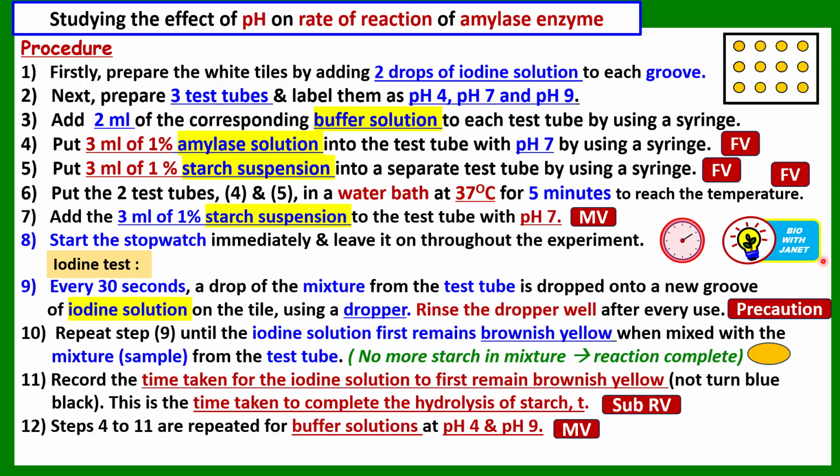Next, steps 4 to 11, where you talk about the enzyme amylase, are repeated for buffer solutions at pH 4 and pH 9. These are the MV. You notice that all the variables are typed in red here. All the variables are in red.